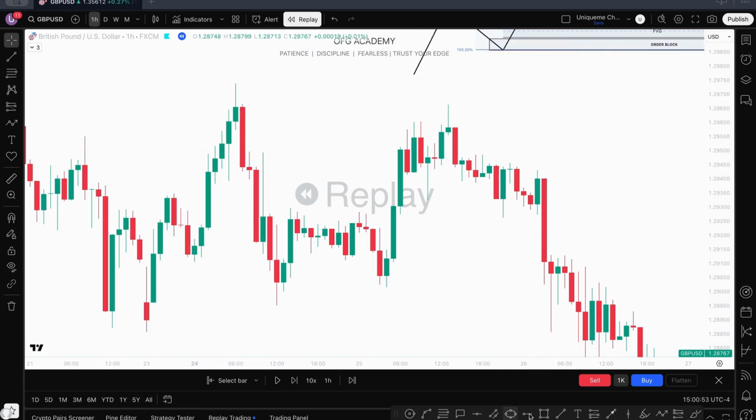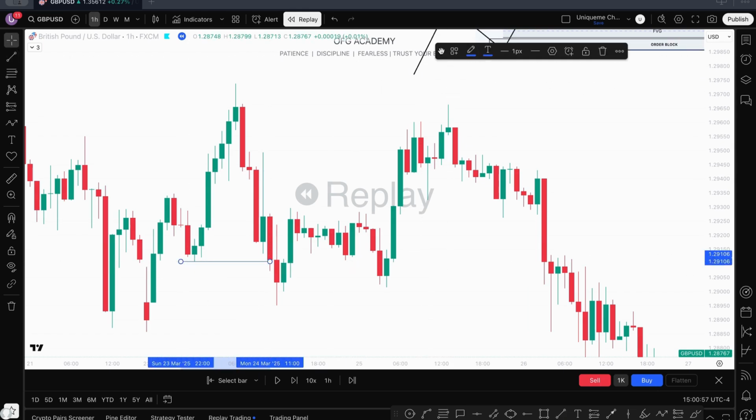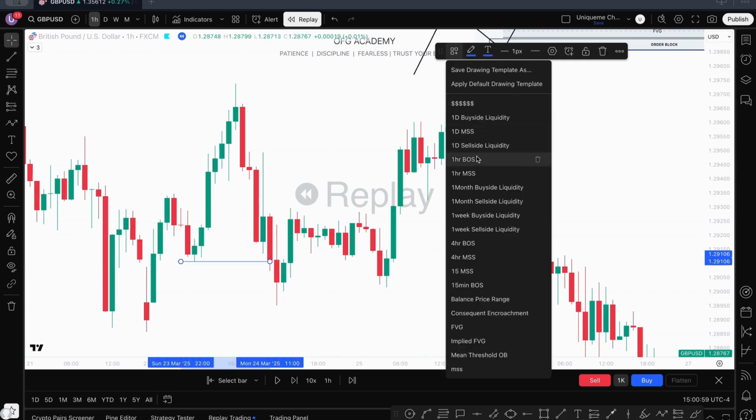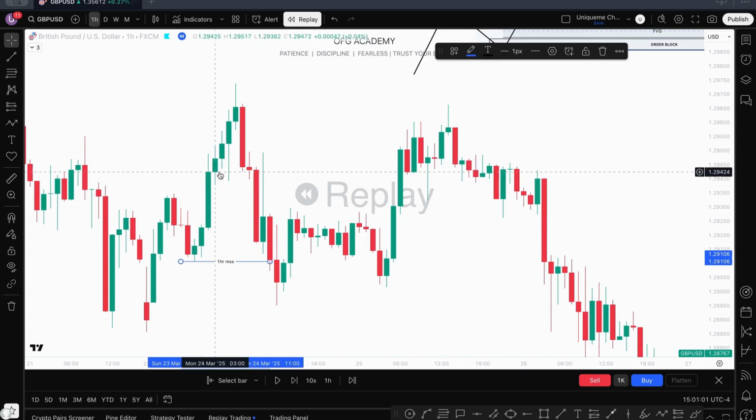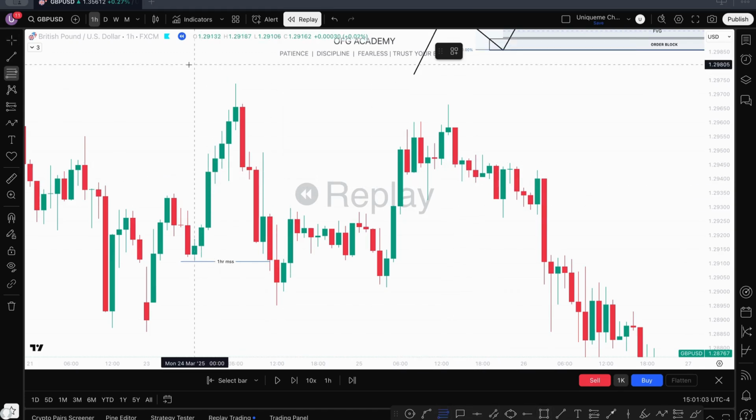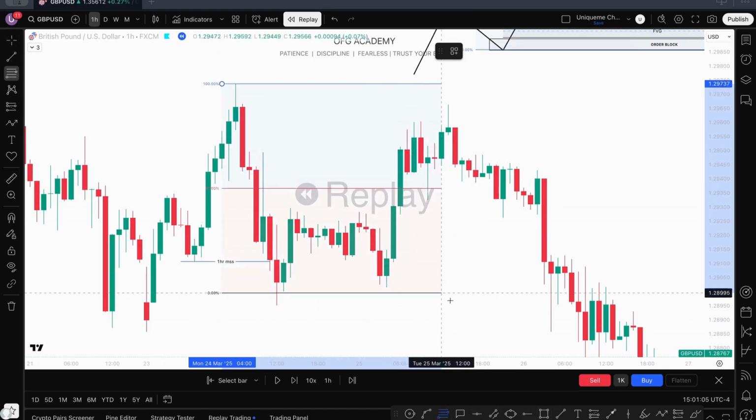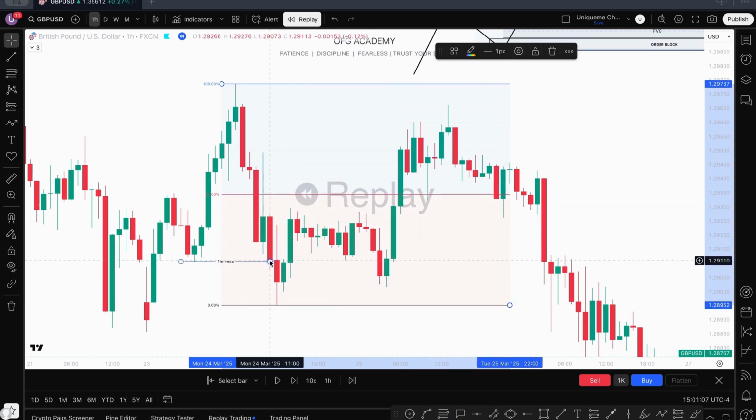Now, what do I have? I have a break of structure here, a change of character, or MSS. And I'm looking for my institutional reference points to mark. I'll take my Fibonacci from this high to this low. What do I see? I'm only looking for institutional reference points above 50% for a bearish momentum, or a sell momentum. They are both the same word.